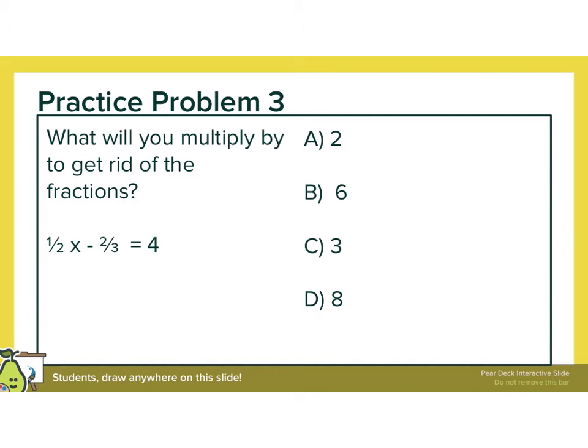Okay, practice problem 3. What number is going to get rid of the fraction for me? I'm looking at my denominators. I've got a 2 and a 3. If I multiply those together, I get 6. So 6 definitely works. But is that the smallest?